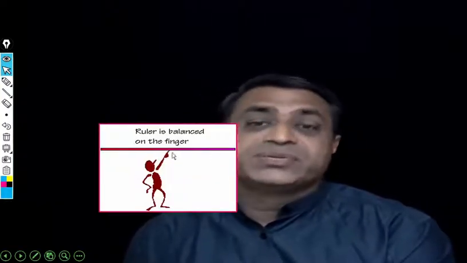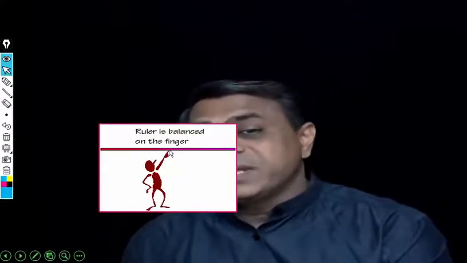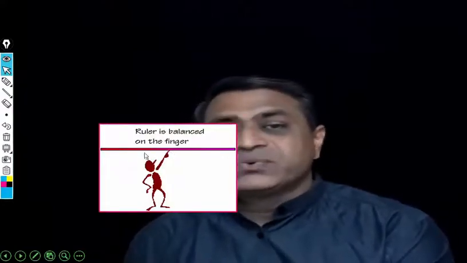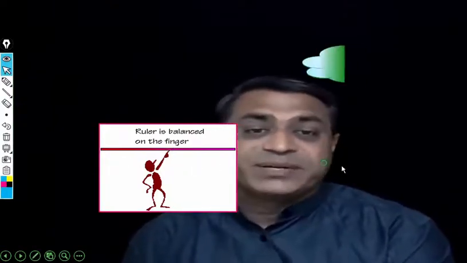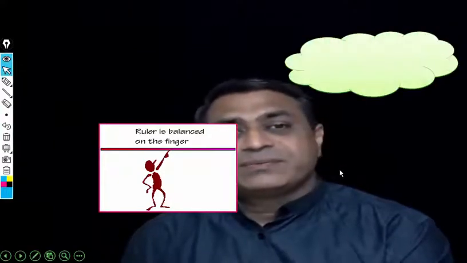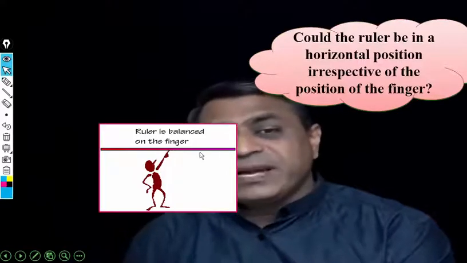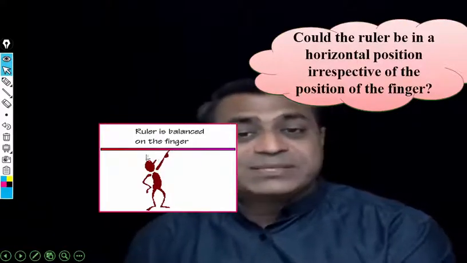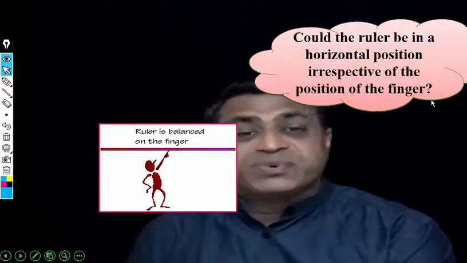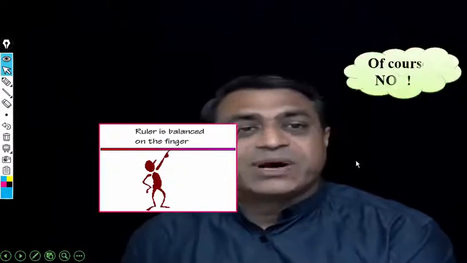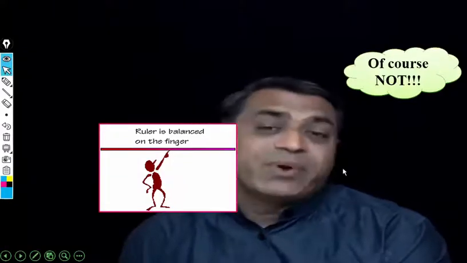Now consider this ruler. You can balance this ruler if you place the finger at a single point. Here two forces are acting, and these forces are balanced at a particular point. The ruler remains horizontal. If we place the finger at any point, can we balance the ruler? Could the ruler be in a horizontal position irrespective of the position of the finger? No, that is not possible. It means we have to place the finger at a particular point.